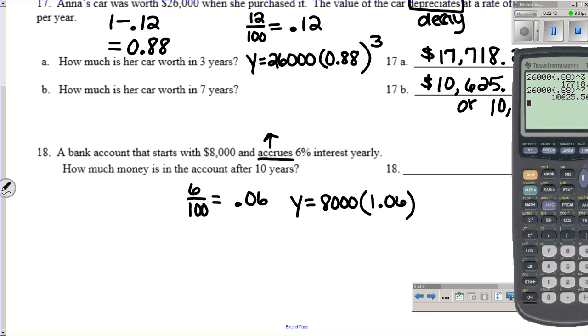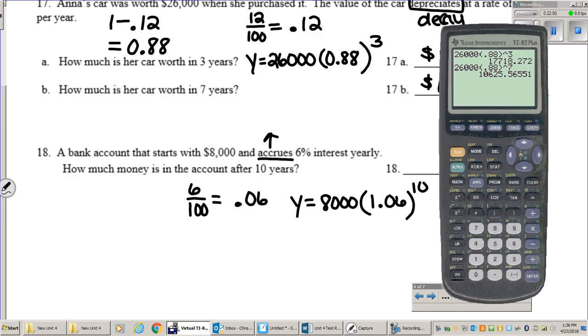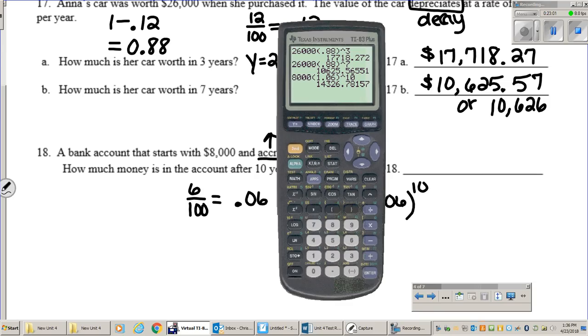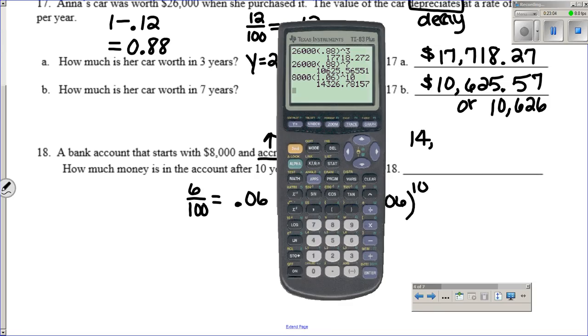1.06. And they want us to calculate the amount in the bank account after 10 years. So you're going to put 10 for your exponent. Okay, we're going to calculate this. We have 8,000 as our starting amount times 1.06, and we're raising it to the 10th power. So if we round this to the nearest dollar, that's going to be 14,300. We will round that up to $327. Or if you round to the nearest cents, we would say $14,326.78.